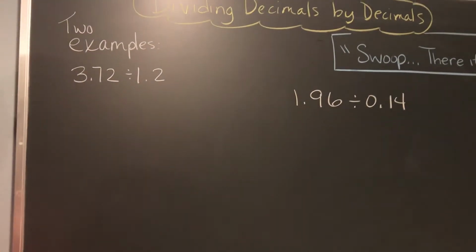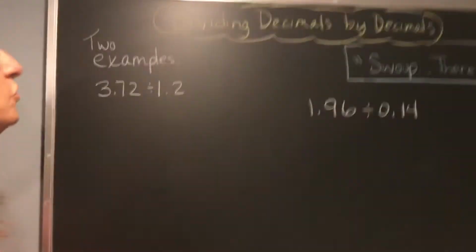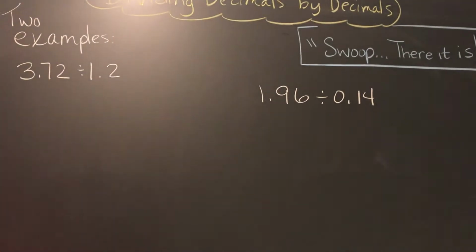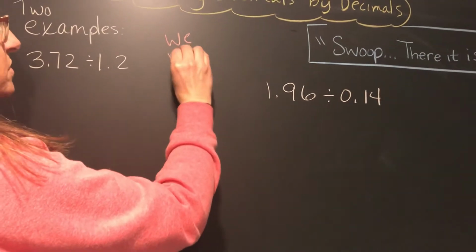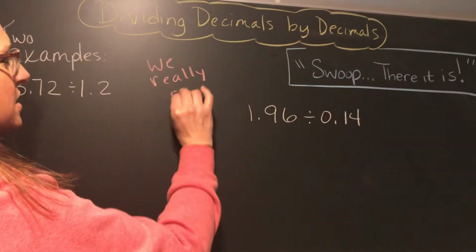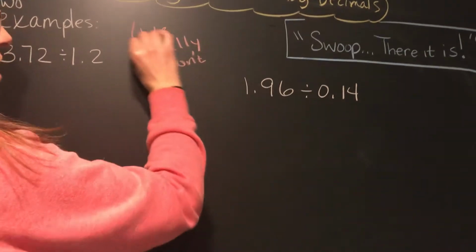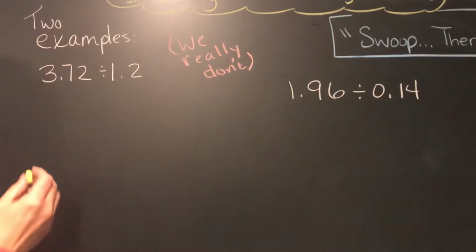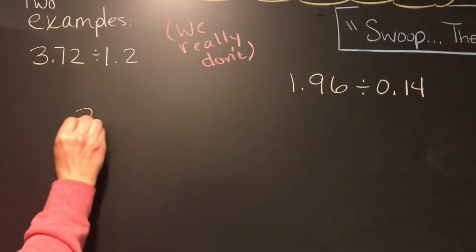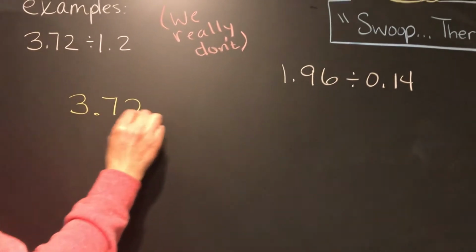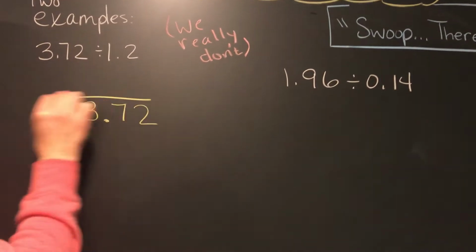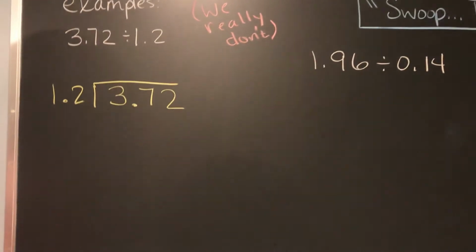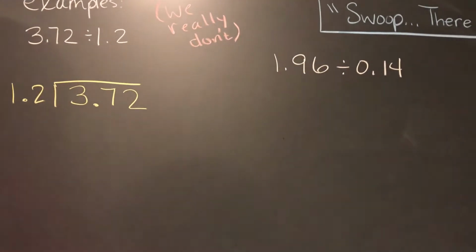So here's our example. 3.72 divided by 1.2. The cool thing is, when dividing decimals by decimals, we really don't. What we're going to do is change this and work it as if the divisor was not a decimal. How can we do that? Watch. Write it as if we're going to solve it. 3.72 divided by 1.2. So our divisor is a decimal. How can we change it and make this divisor not a decimal?